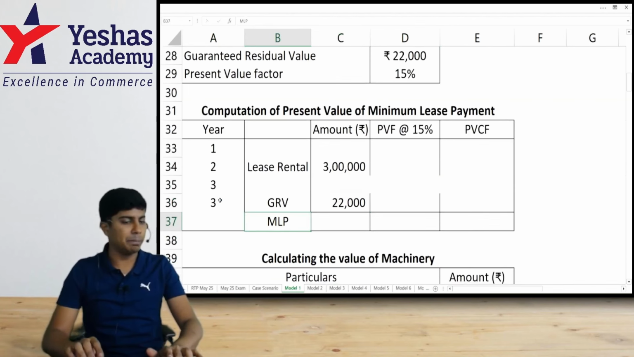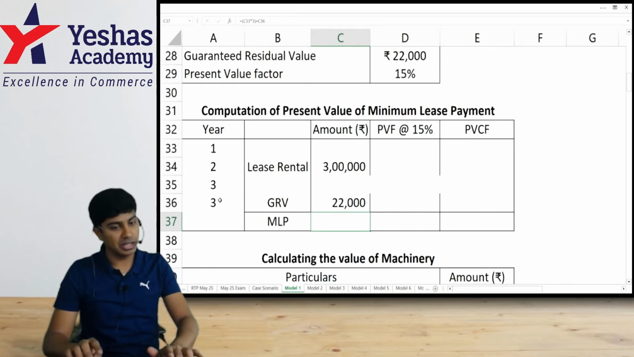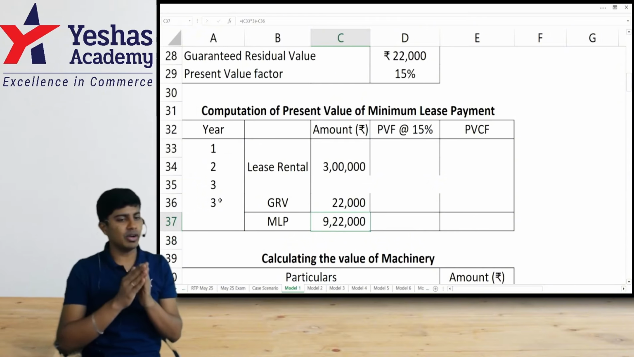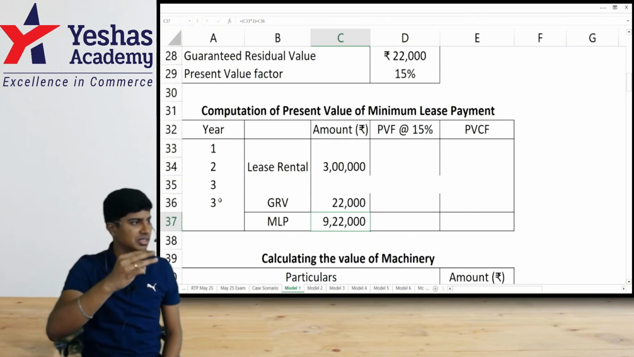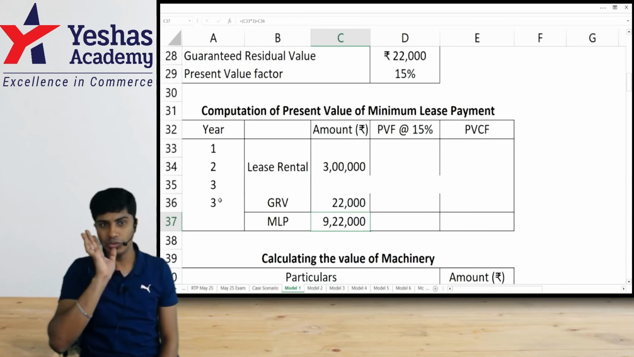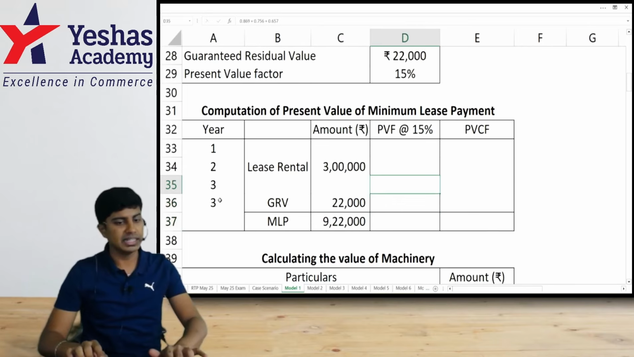And I'll find MLP: 3 lakh into 3 plus 22. Don't write 3 lakh 22, please. If you want, I'll write 3 lakh, 3 lakh, 3 lakh 3 times. If you don't write it 3 times, remember 3 lakh into 3 plus 22. Got it? This, then, come here.